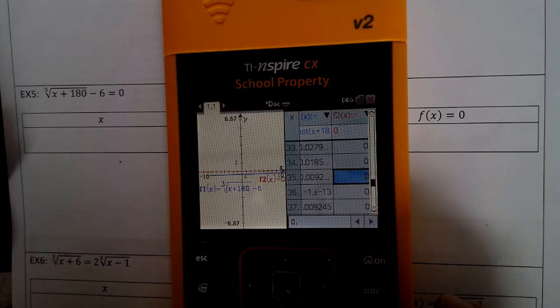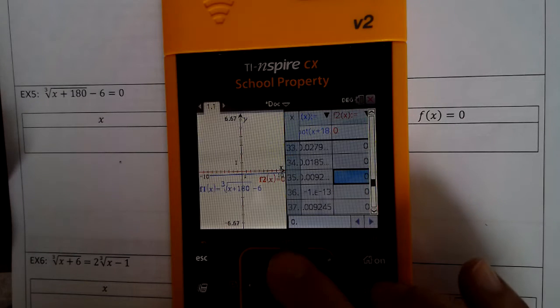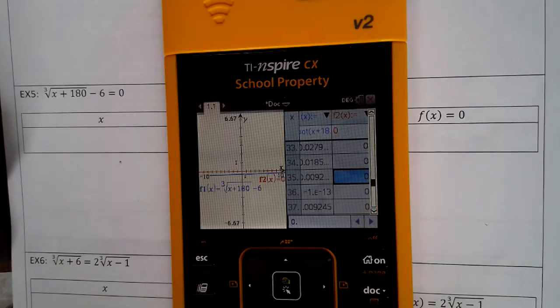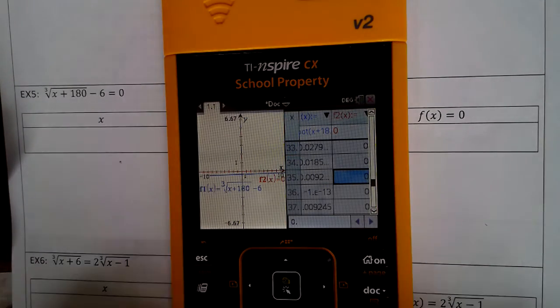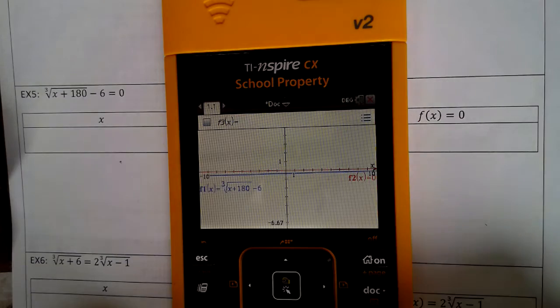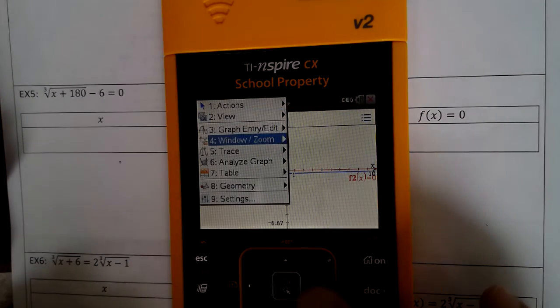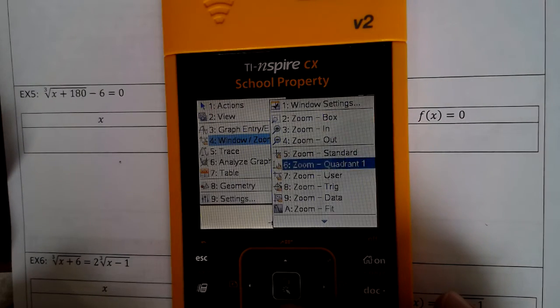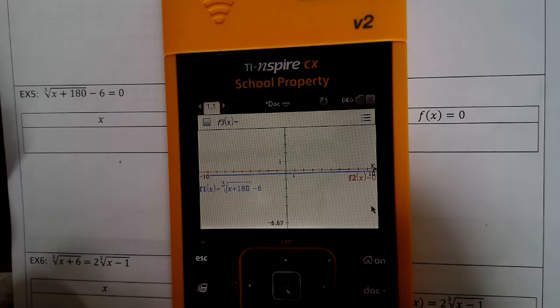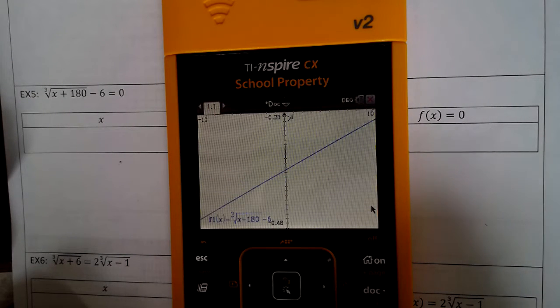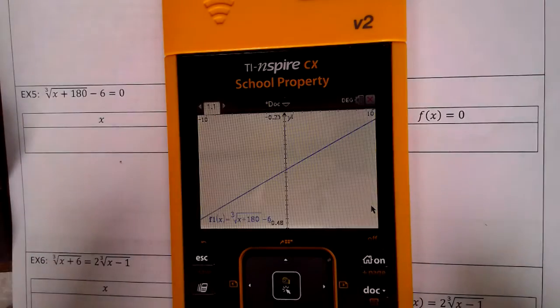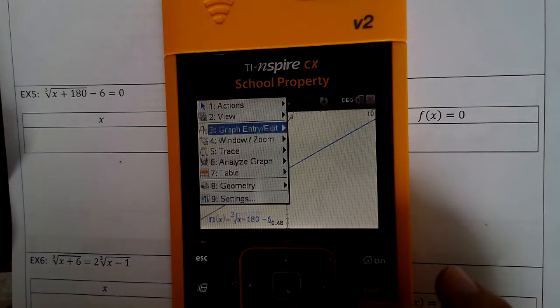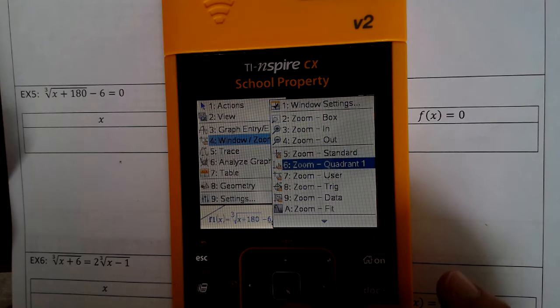So when that happens, this is what you want to do. Press Control T, menu, window zoom, zoom fit. Now, normally that works, you see both graphs. So now let's go to menu, window zoom, zoom standard, go back. Now let's try menu. When zoom fit doesn't fit or work, go to menu, window zoom, zoom out.